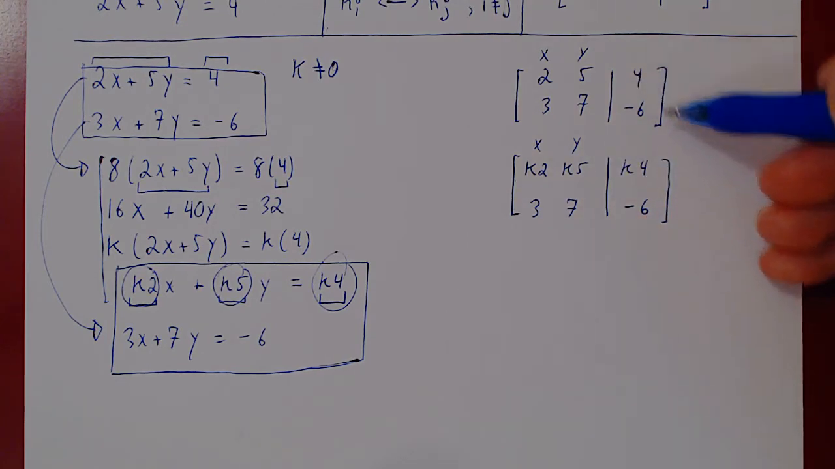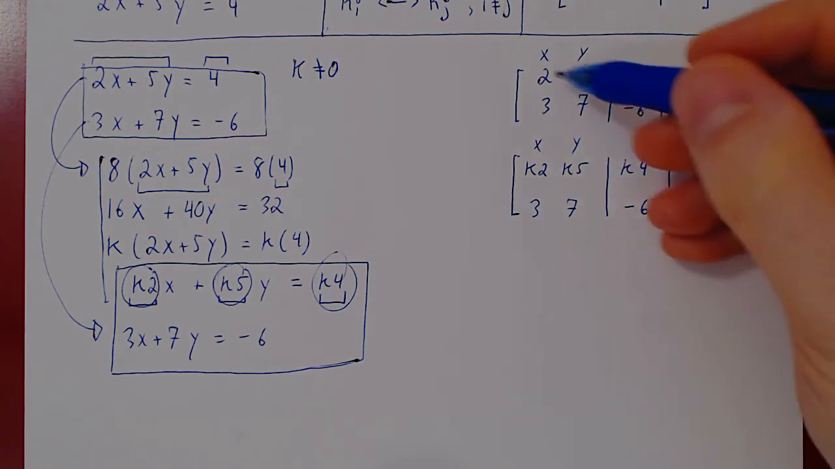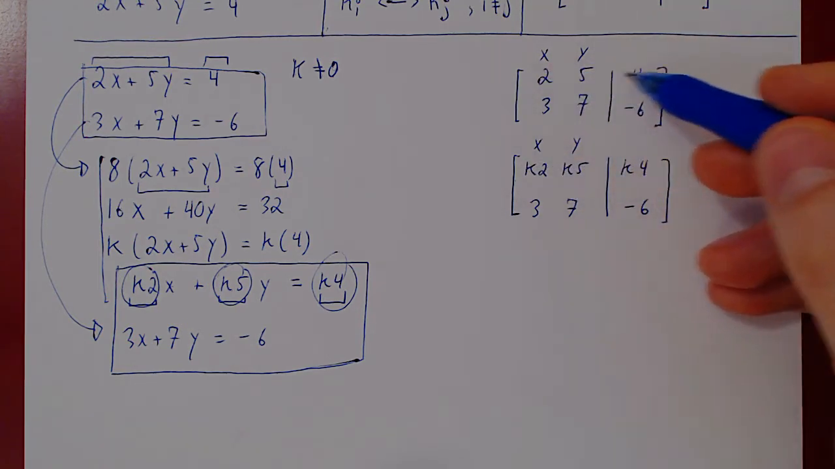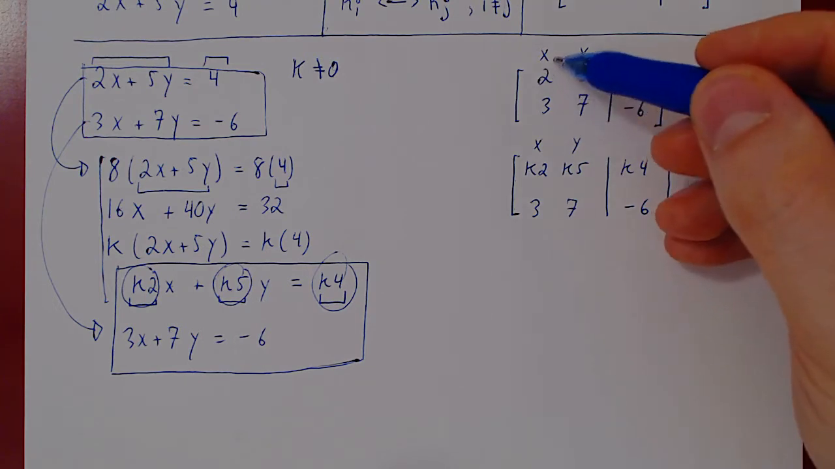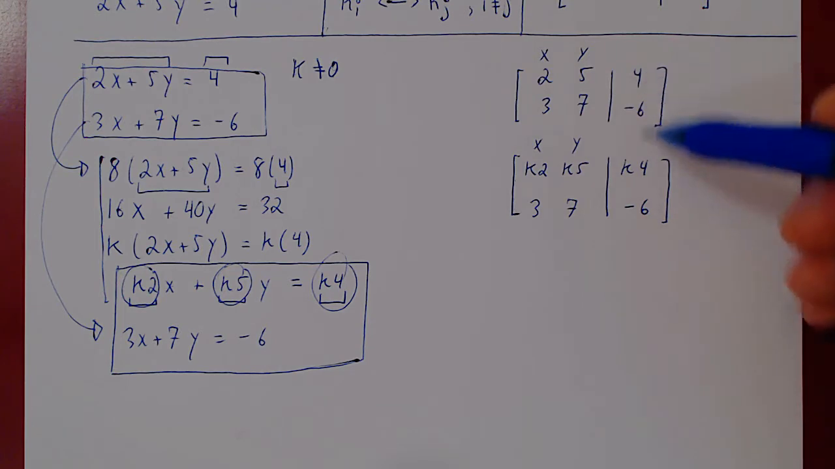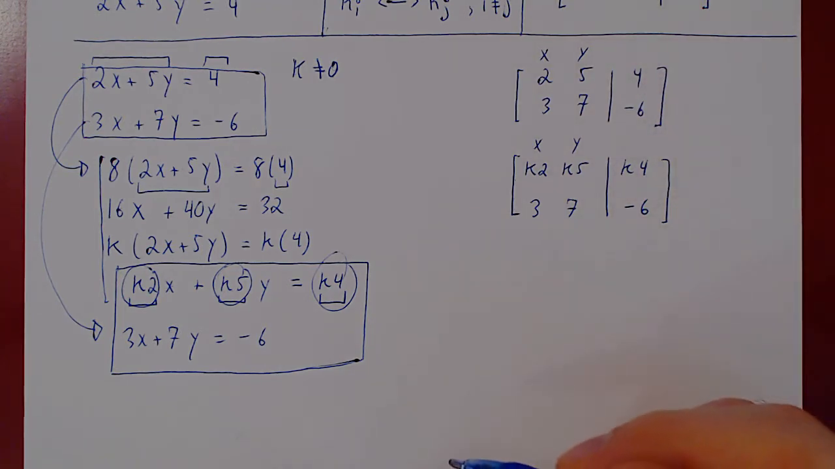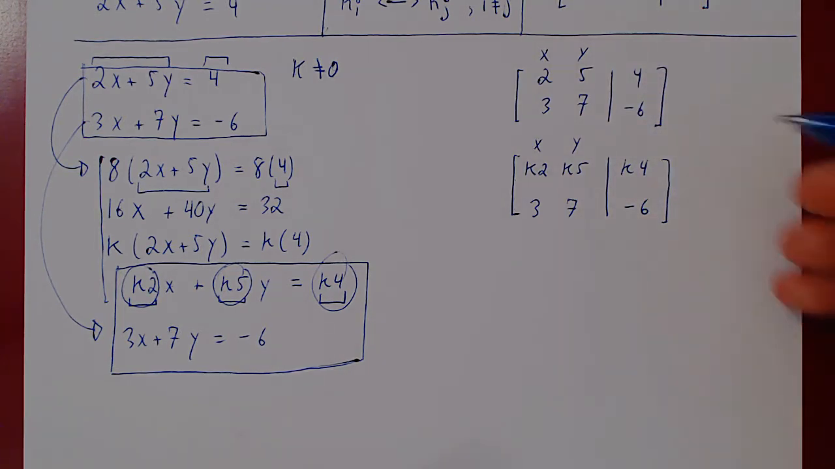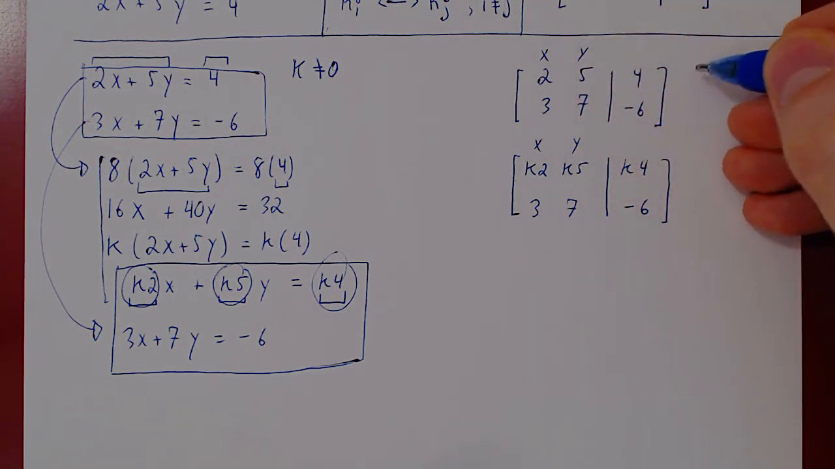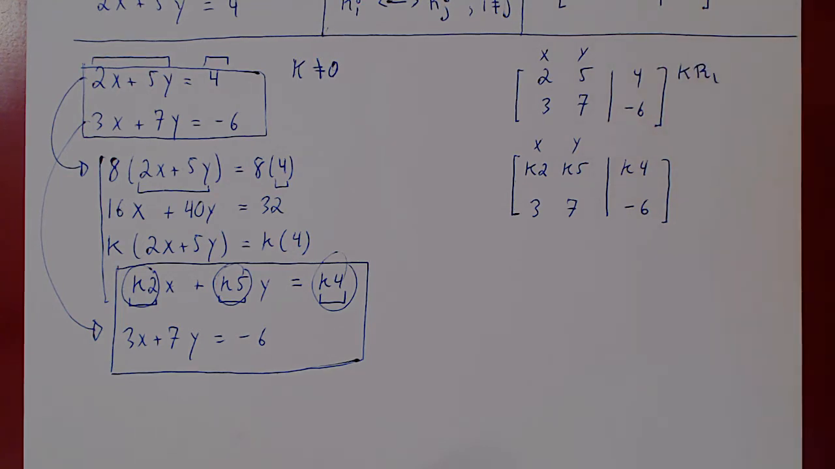So look what's happened from here to here. Quite simply, we have multiplied row 1 by k. And you multiply a row by k, of course, by multiplying every entry by k. So k times 2, k times 5, k times 4. And this is our second row operation. So how do we write this? Well, we are changing row 1. And what are we doing to row 1? We are multiplying row 1 by k. And this is our second type of row operations.